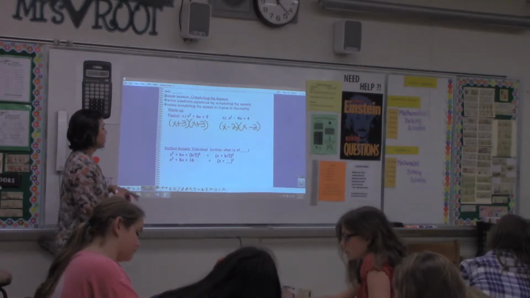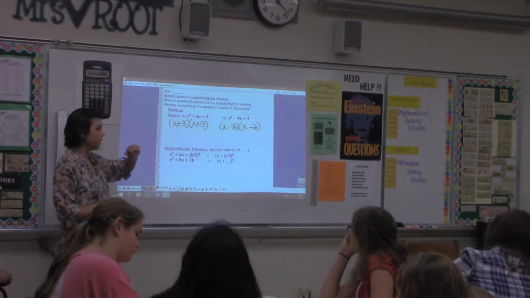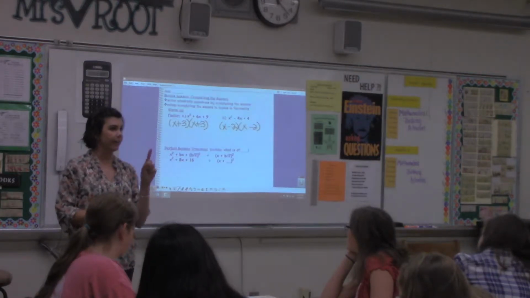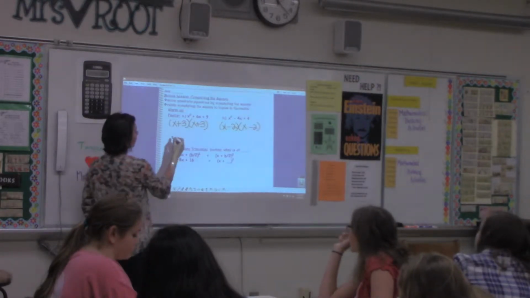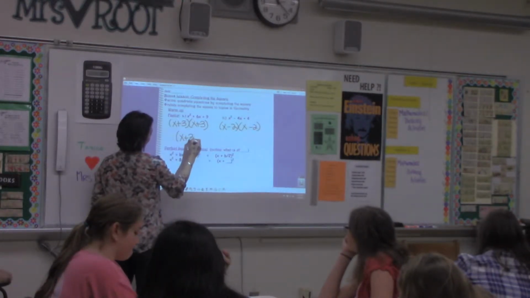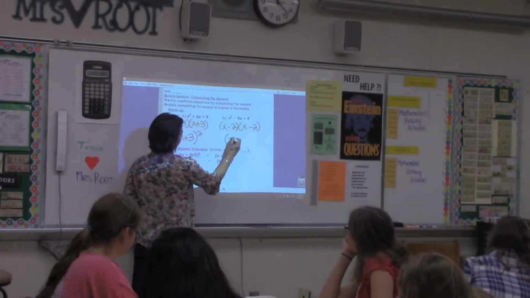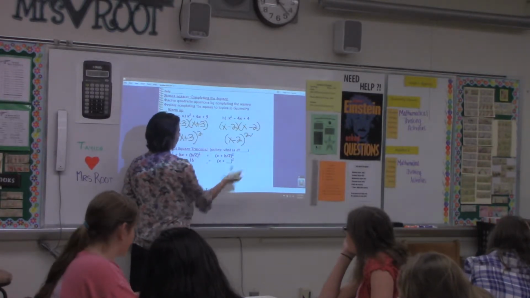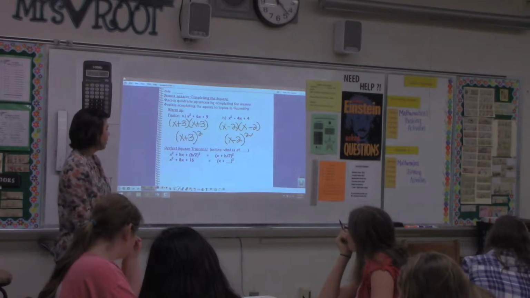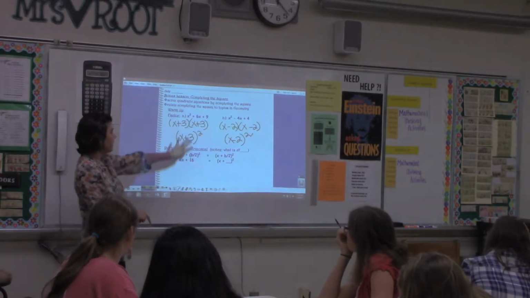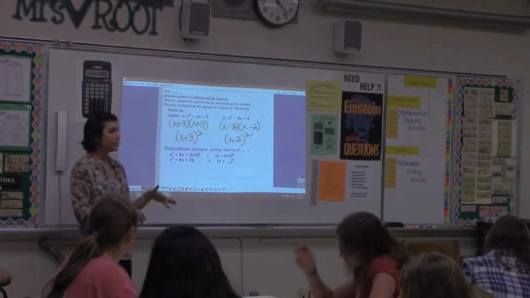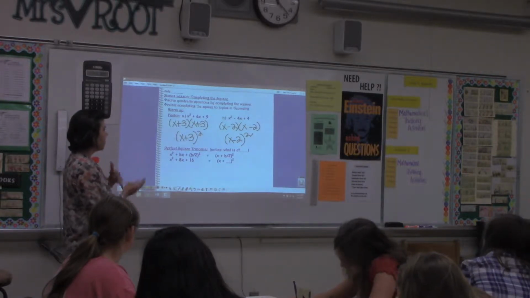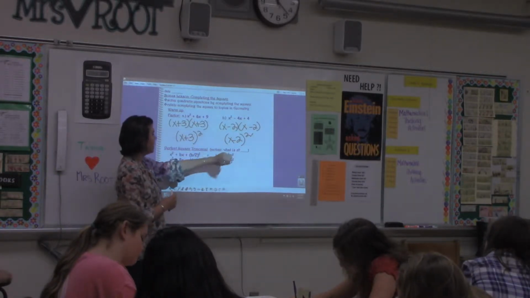Now let me ask you this question. If I didn't want to see two factors here, how could you write it as one factor? Squared. Good. So x plus 3 squared and x minus 2 squared. Okay, so a perfect square trinomial is what these two examples are, and it's always going to factor the same way as we've been doing here.